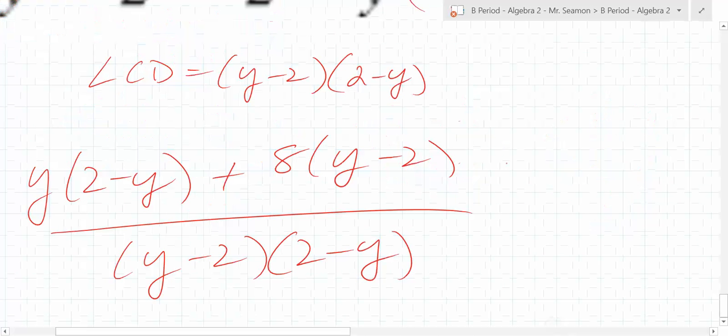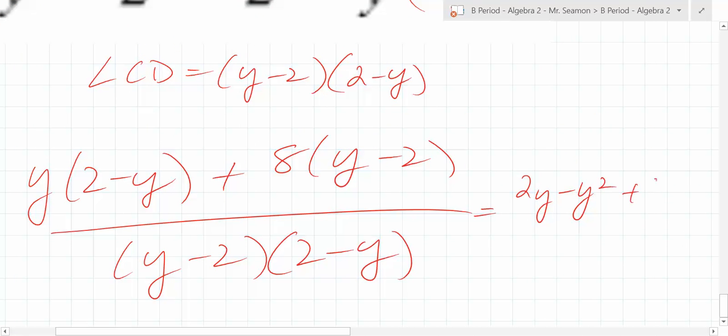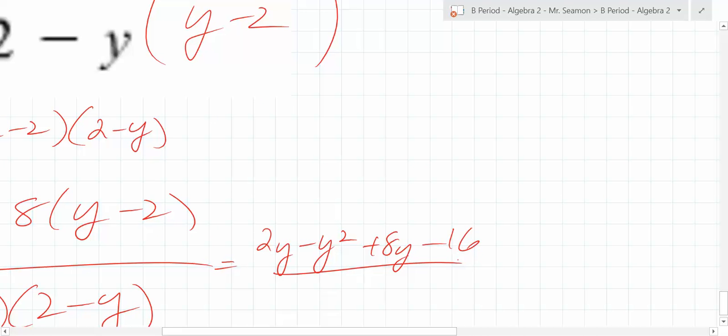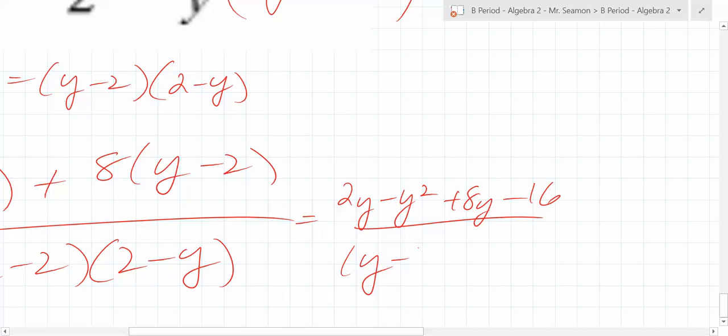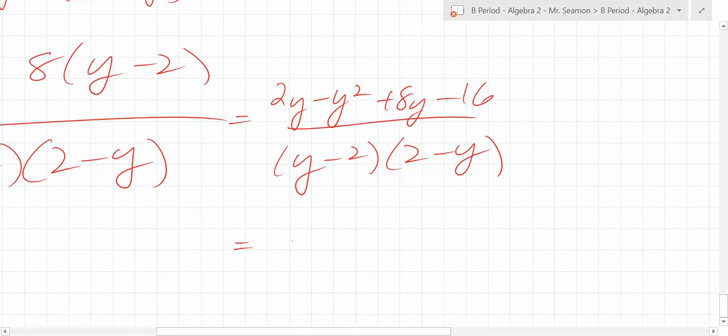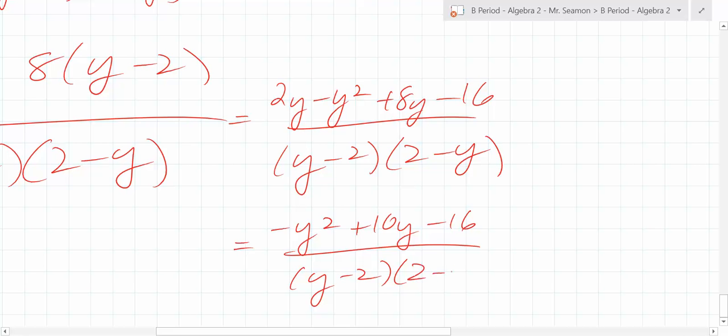What do you end up with? You could multiply it out. You end up with 2y minus y squared plus 8y minus 16 all over times 2 minus y. Anything cancel up there? Oh, yeah, the 2y and the 8y, right? So you get negative y squared plus 10y minus 16 over what? 2 times 2 minus y.